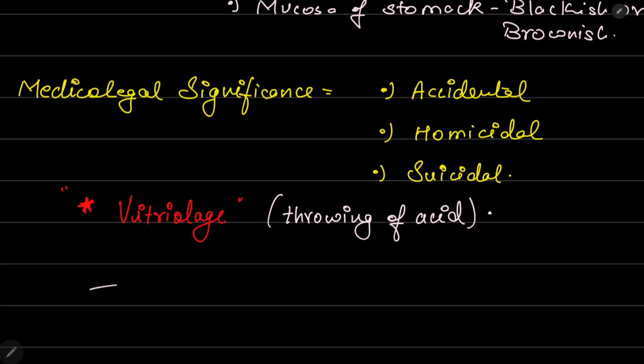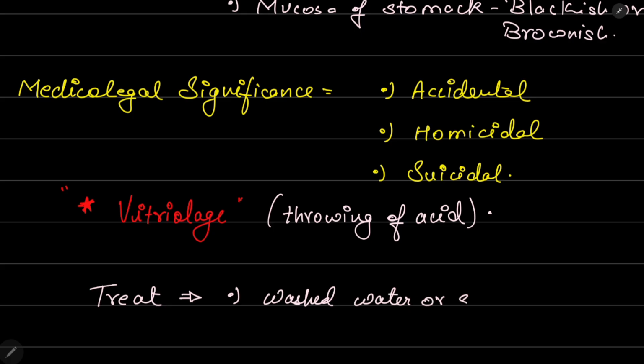To treat the particular patient, you have to follow those 5 steps that I have explained in the previous video. If you have not watched that video, you will find the link in the description. But the peculiar treatment for sulfuric acid poisoning is that the affected part is washed out with water or soap, or in some cases potassium carbonate is used.